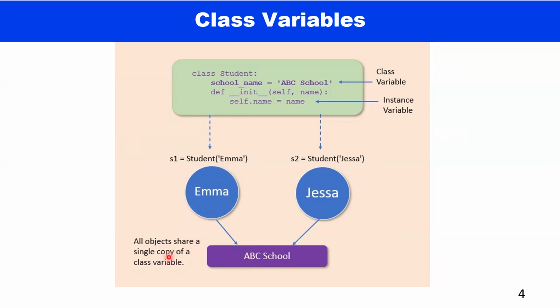So the class variable is shared among different objects of the class. All objects share a single copy of the class variable. No matter how many objects you create, only a single copy of the class variable is available, which is shared by all the objects of the class.